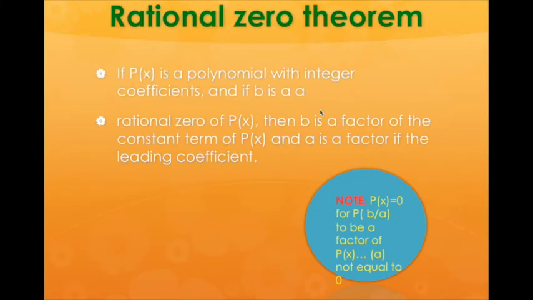The rational zero theorem. This is if p(x) is a polynomial with integer coefficients and if b over a is a rational zero of p(x), then b is a factor of the constant term of p(x), and a is a factor of the leading coefficient. So for example, in this case the leading coefficient can be 2, 3, 4, 5, 6, as long as it's an integer. It can also be a negative number. Note, p(b over a) is equal to 0 for b over a to be a factor of p(x). A is not equal to 0.